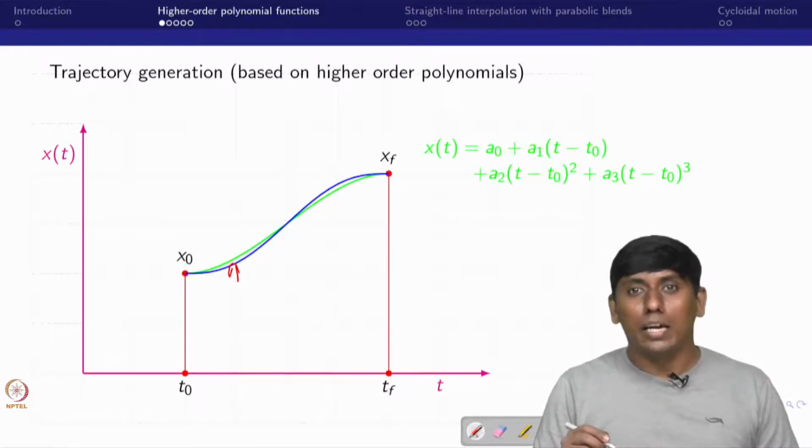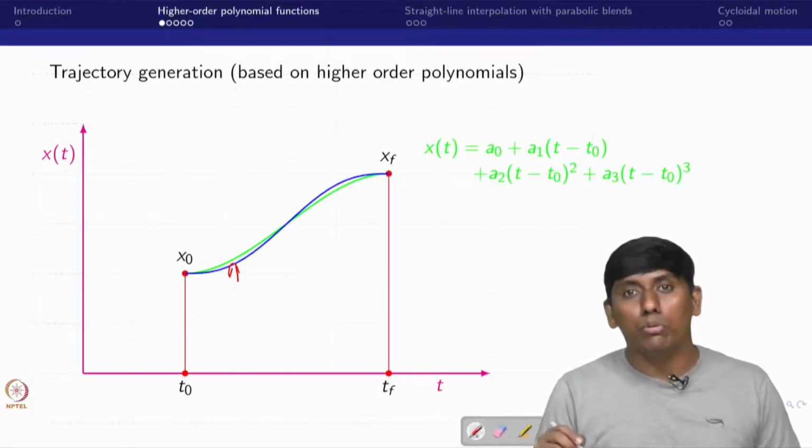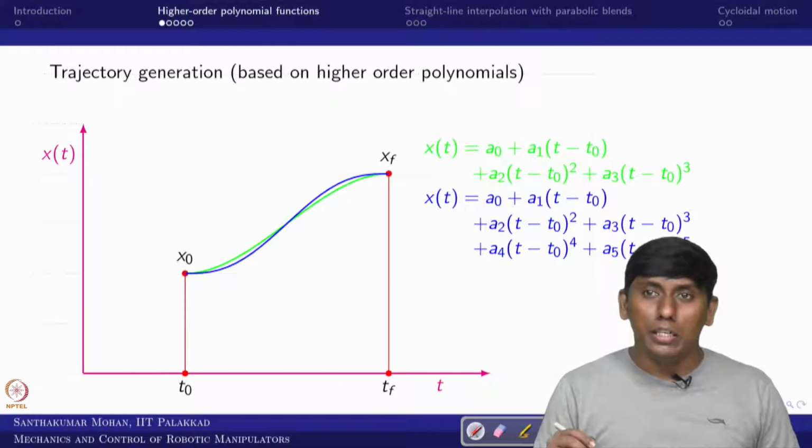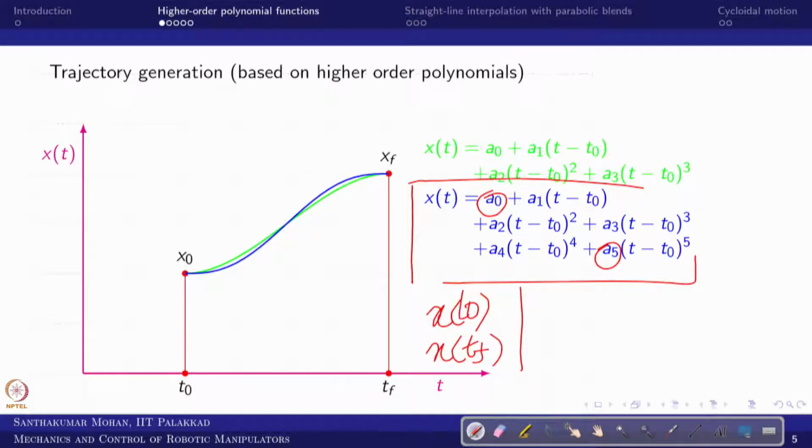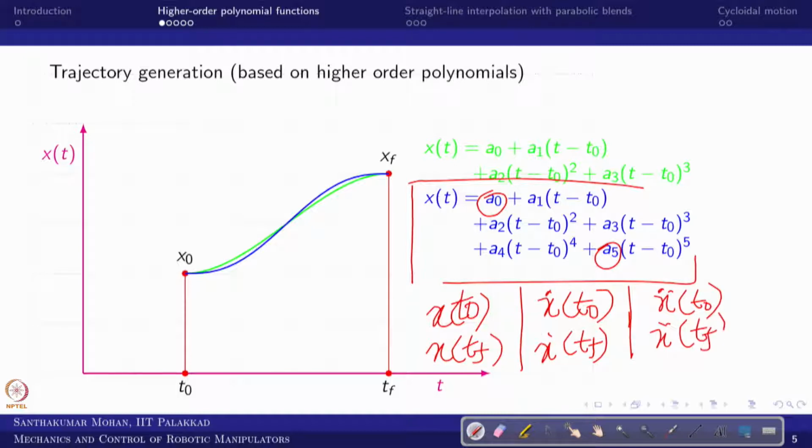In fact, we can make even the initial and final acceleration 0, and the initial and final velocity also 0, which will give a very smooth curve. The coefficients are also very simple. But right now we will see what the equations would be. The equation would have 6 unknowns, from a0 to a5, and you can write 6 equations: x of t0, x of tf, similarly x dot of t0 and x dot of tf, and x double dot of t0 and x double dot of tf. So you have 6 equations and 6 unknowns, and you can solve it.